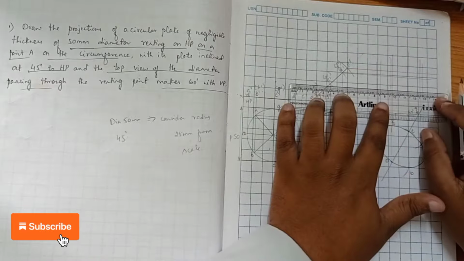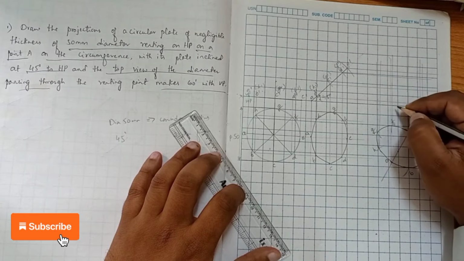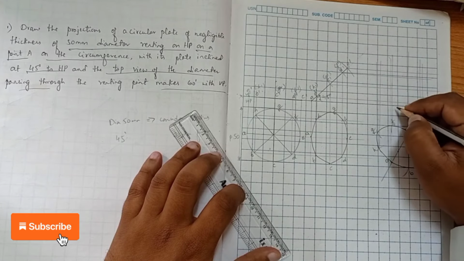Now marking the notation is important. A and A dash, we get here. This is A dash. Similarly, B and B dash, we get here. This is B dash. Similarly, C and C dash, we get here. Similarly, D and D dash, and E and E dash, we get here.